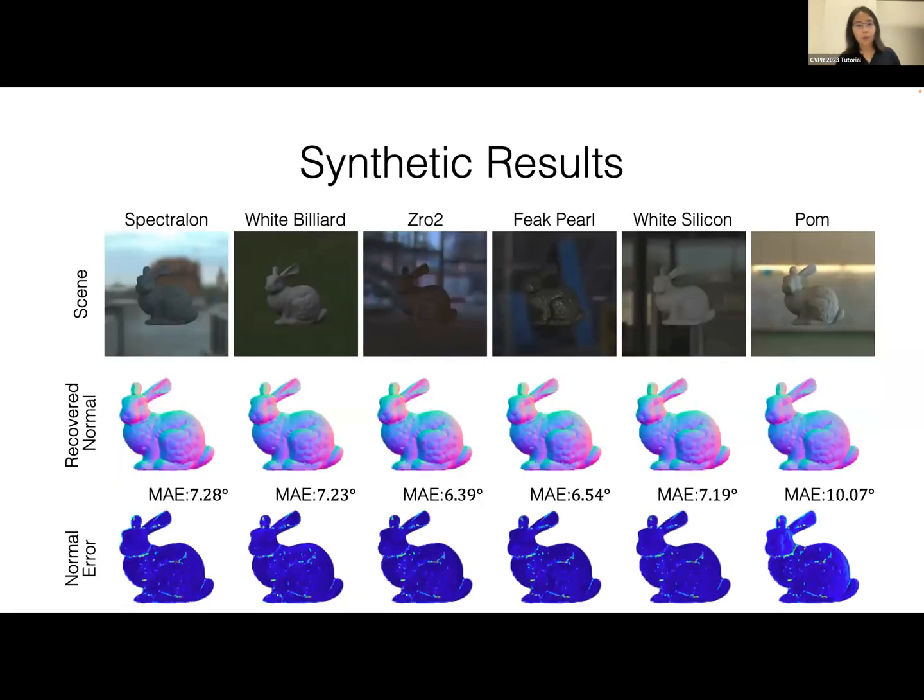And we try different scenarios. Basically, we use different materials for the object combined with different environment maps for simulating the testing images. And then we apply our method for normal estimation. Here are some results that you see for different scenarios. You can see the mean average error of the normal angle is around 7 degrees or so. And this is the per-pixel error map of the estimated normal.